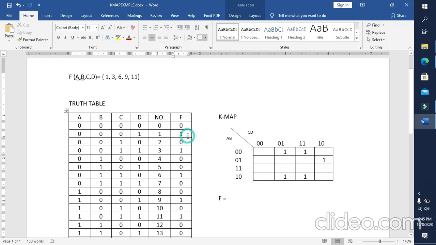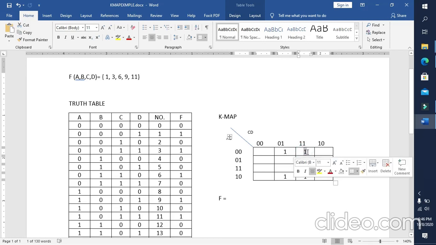So, first we have 1. Ilocate natin saan yung 1. That is equal to 0, 0, 0, 1. So, lagay natin dito. Okay. Then, the second one is 3. That is 0, 0, 1, 1. So, I have 0, 0, and then 1, 1. So, I have now the 3.